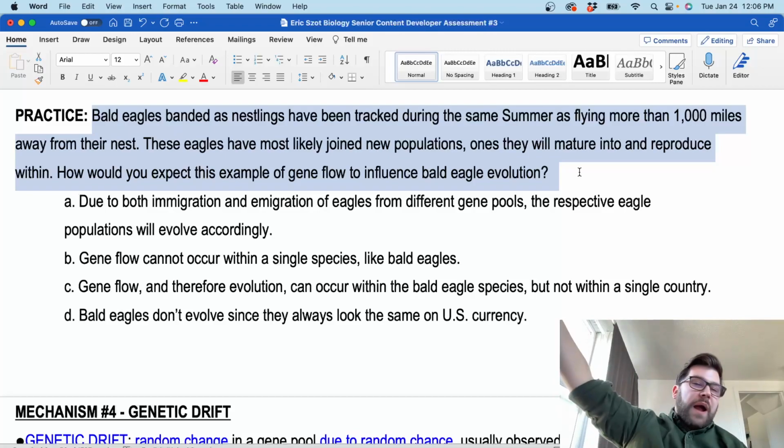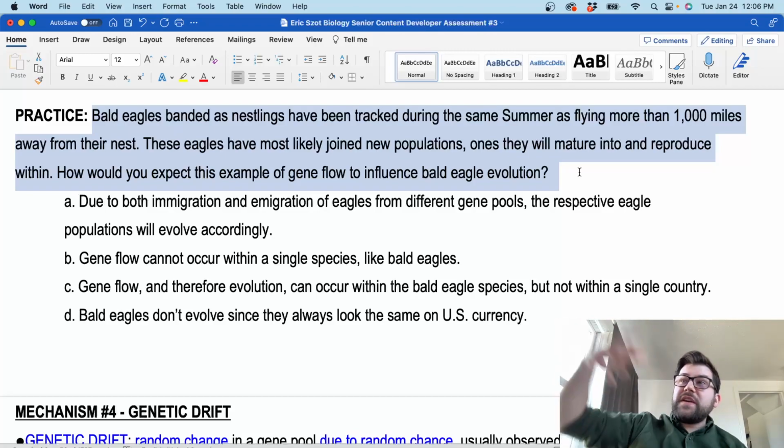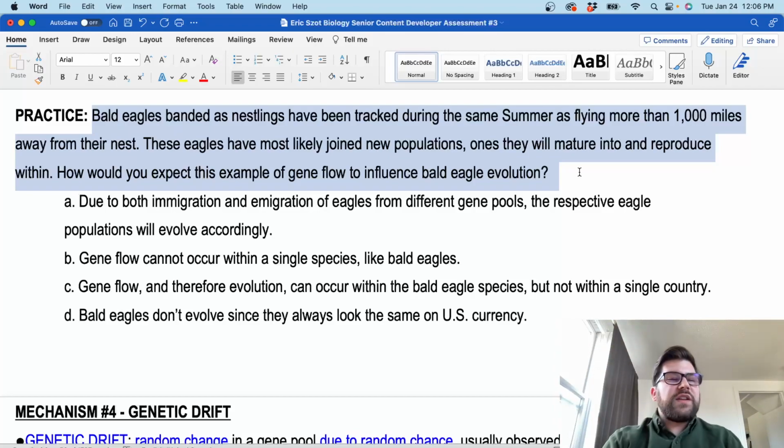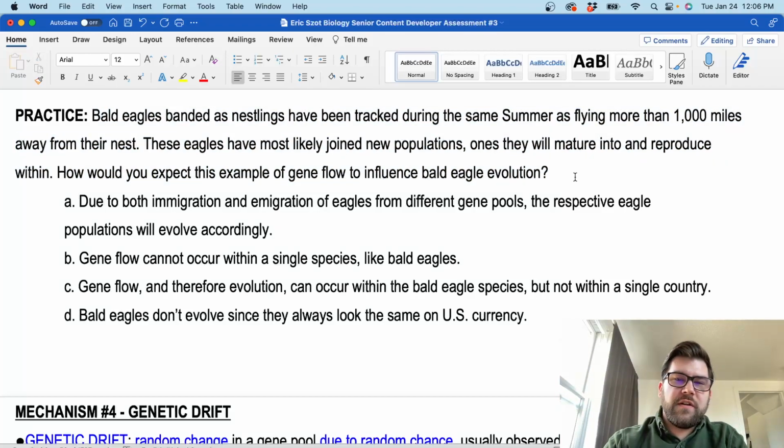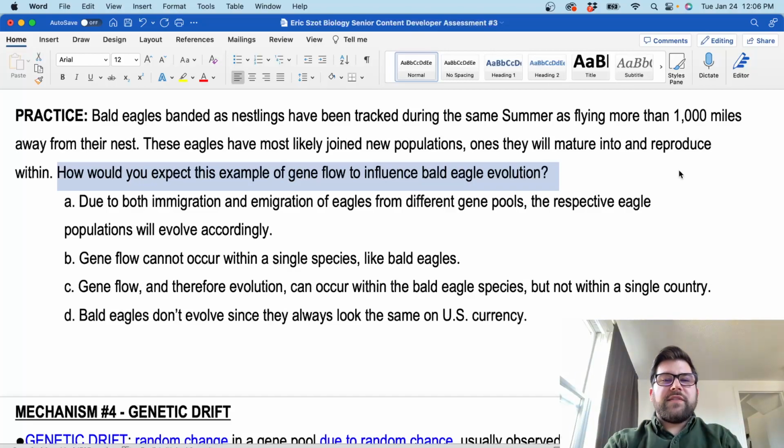So they're joining new populations of bald eagles, right? They're leaving one, emigrating from one and immigrating into another. So even if we didn't know that this was about gene flow, hopefully that's becoming very obvious. We're really not talking about mating or natural selection. This doesn't seem to be totally random, at least in terms of genetic drift or mutations. Seems like gene flow is occurring. What kind of effect is this going to have on the bald eagle population as a whole?